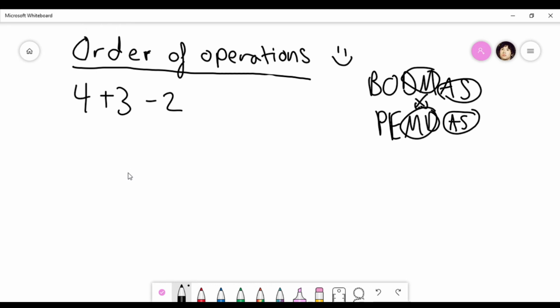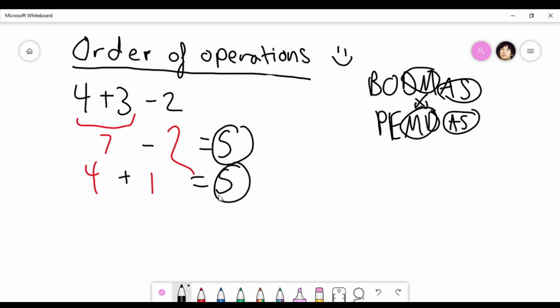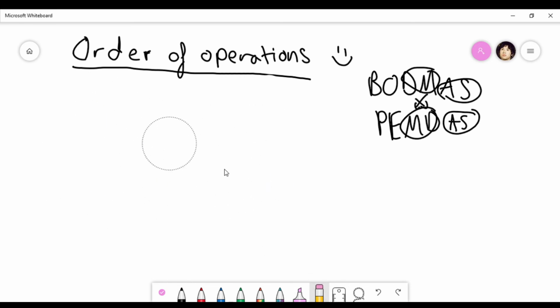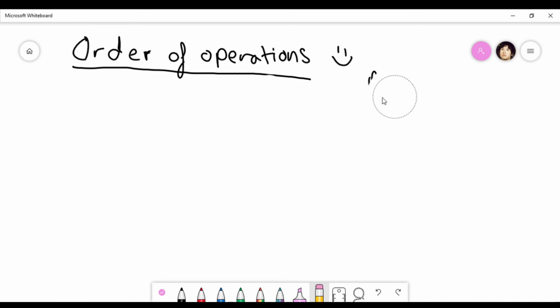Another example is 4 plus 3 minus 2. So 4 plus 3 is 7. Take away 2, that gives you 5. But 3 minus 2 is 1. Add 4, you also get 5. So the order of addition and subtraction doesn't matter either. Now I'm going to do a couple of more complicated examples that use brackets and more complicated divisions.